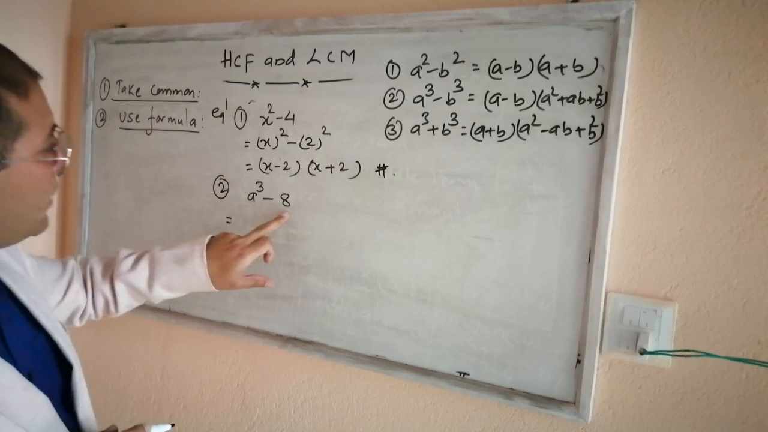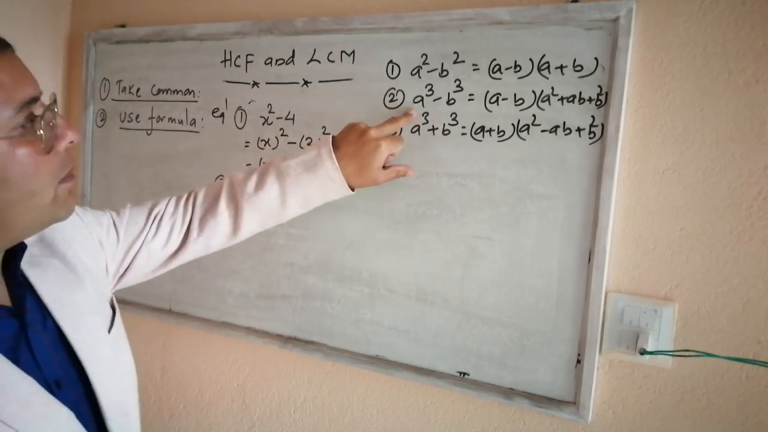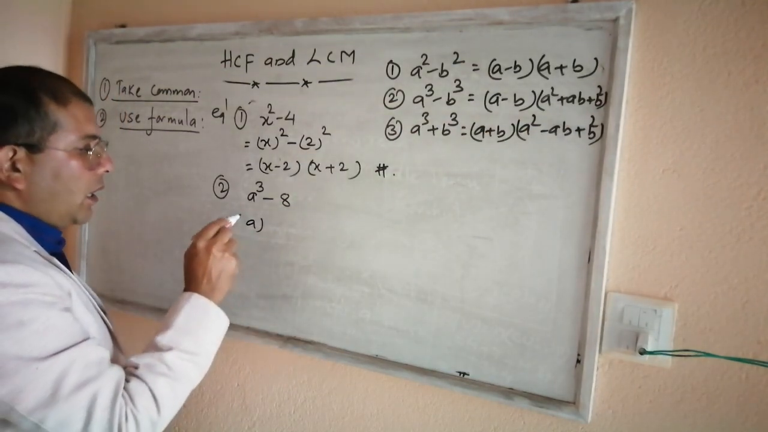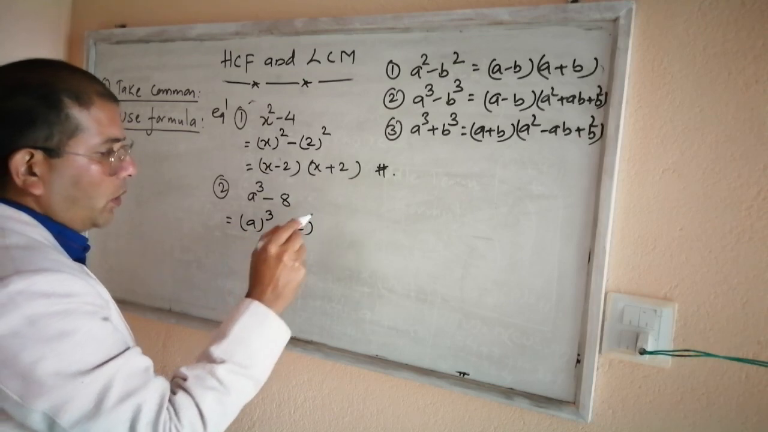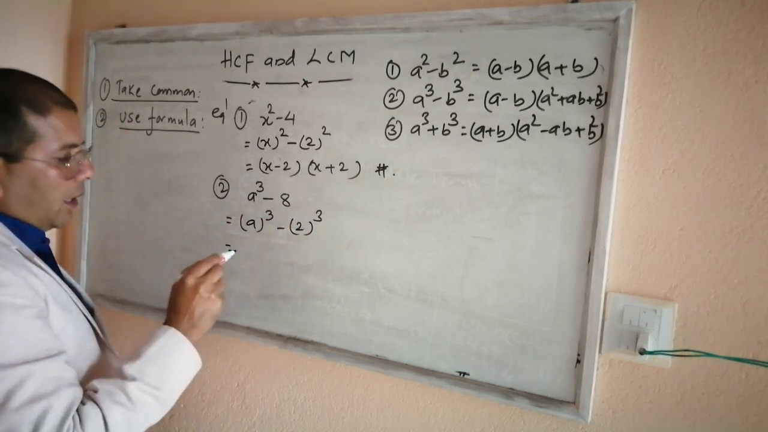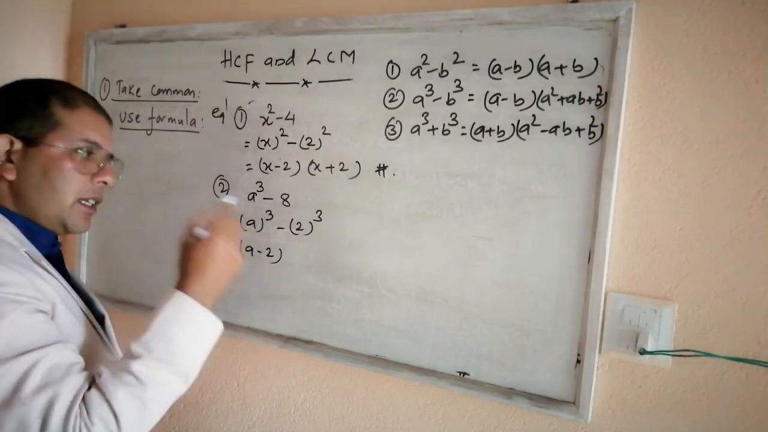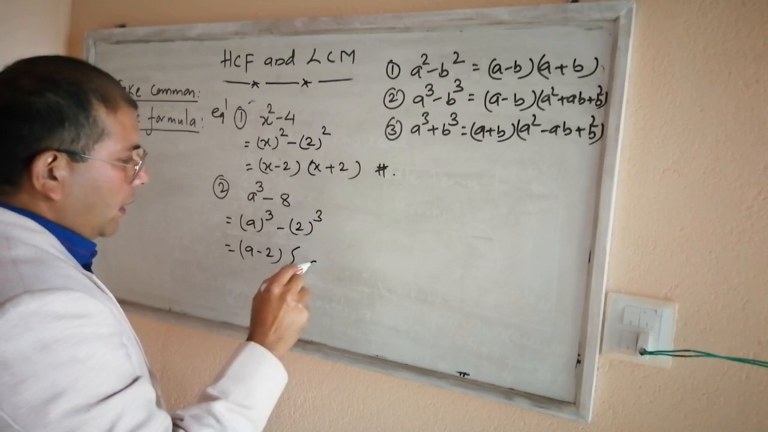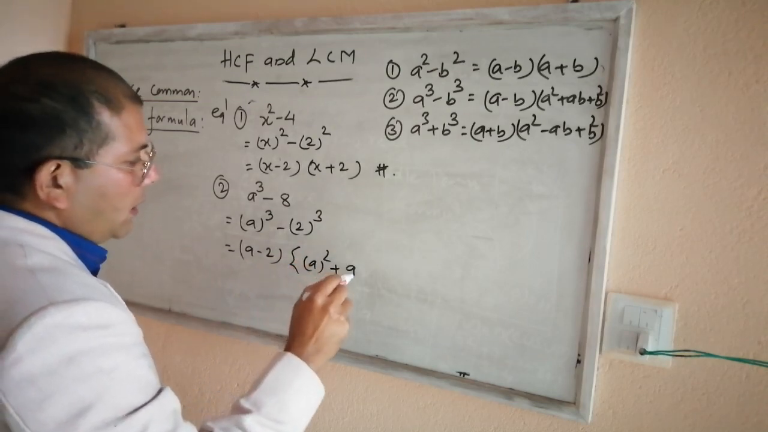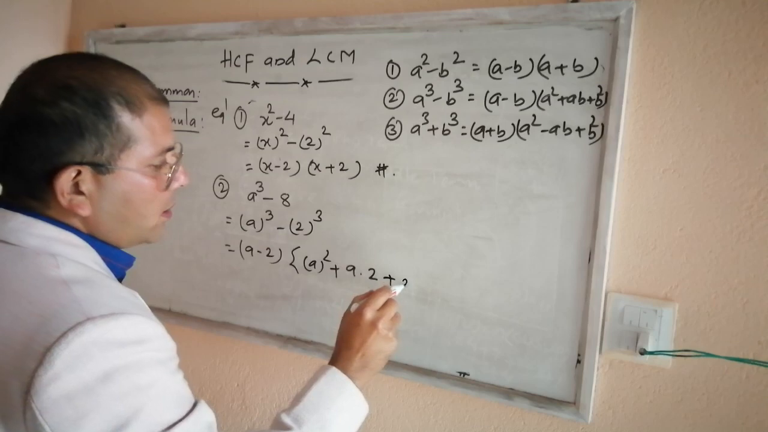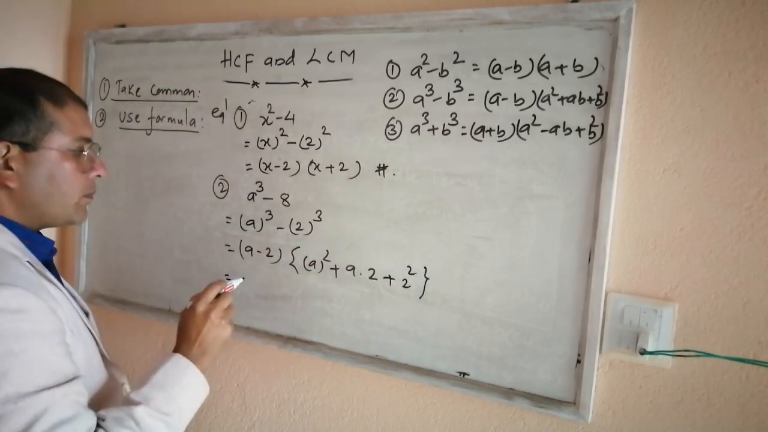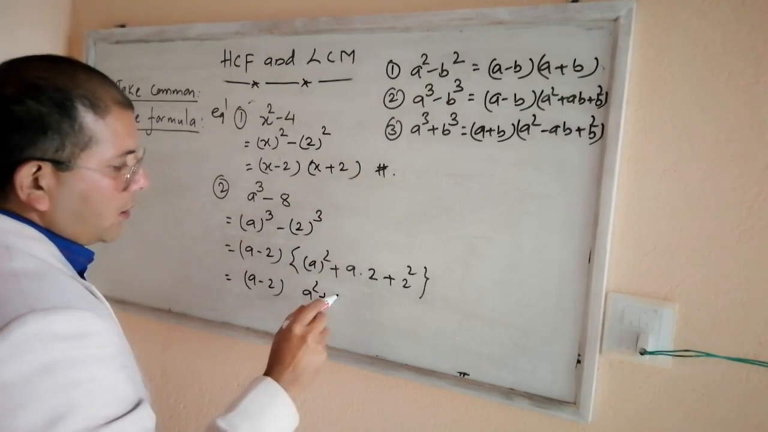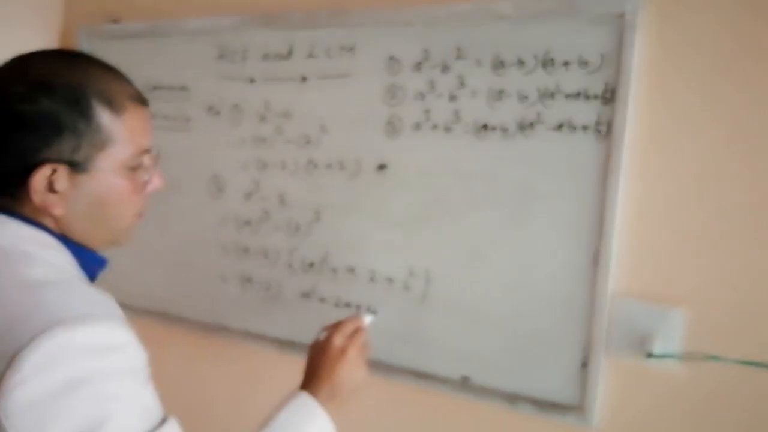Now we have this form, a cube minus b cube. Now we can write it down like this. So again it is a whole cube minus 2 whole cube. Now it is (a minus 2)(a square plus ab plus b square), and it is a square plus a into b, ab, plus b square. And it is (a minus 2)(a square plus 2a plus 4).